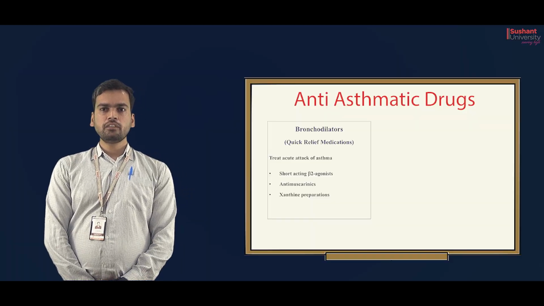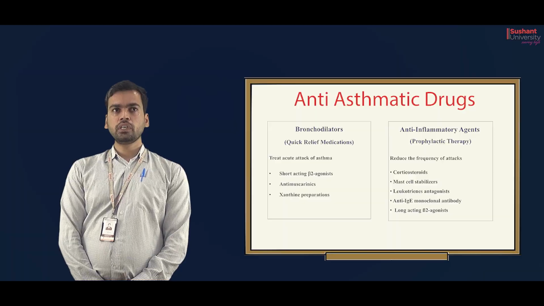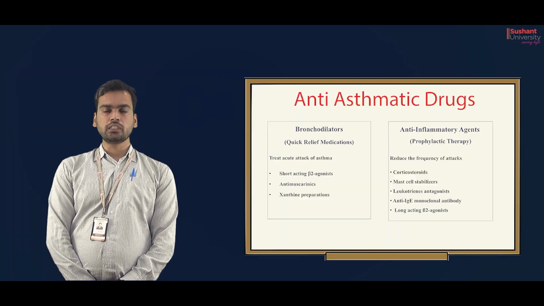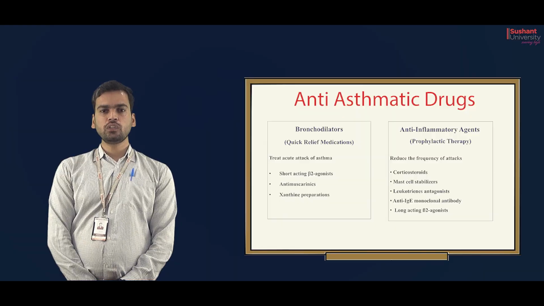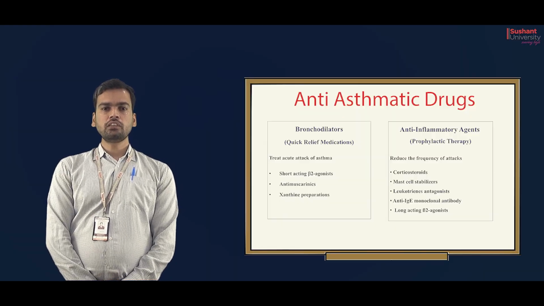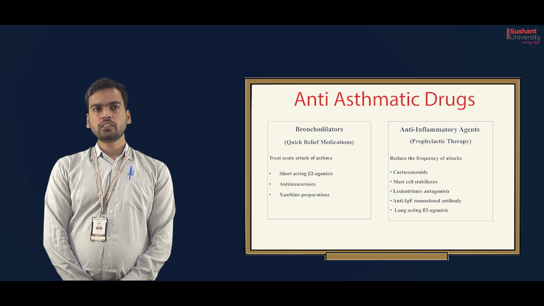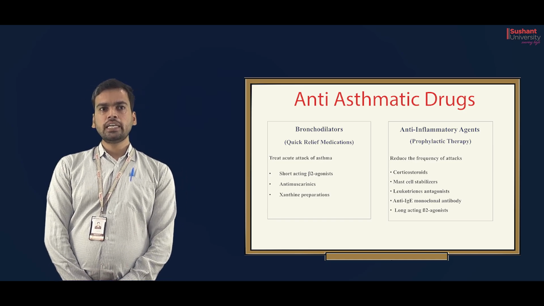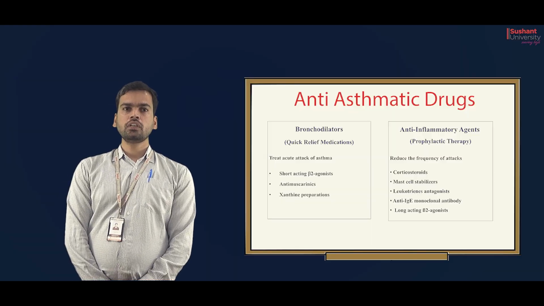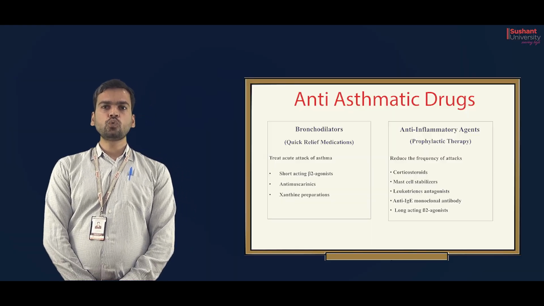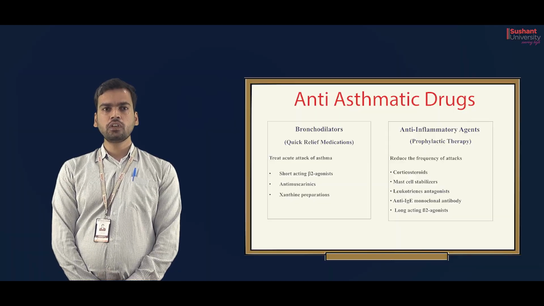The second category, when we discuss the anti-asthmatic drugs, is known as the anti-inflammatory agents. It is the prophylactic therapy that is used to reduce the frequency of attacks of asthma. They are further divided into 5 categories, including corticosteroids, mast cell stabilizers, leukotriene antagonists, anti-IgE monoclonal antibody, and long-acting beta-2 agonists also. So these are the two basic categories of drugs that are used in the treatment of asthma.